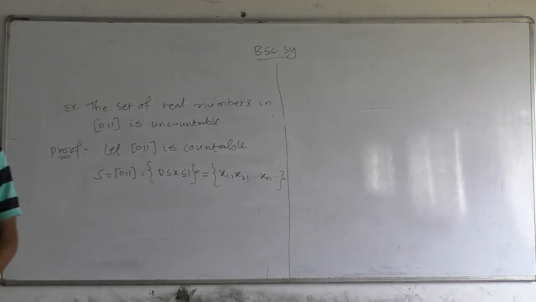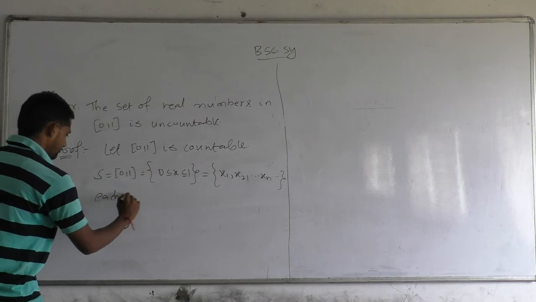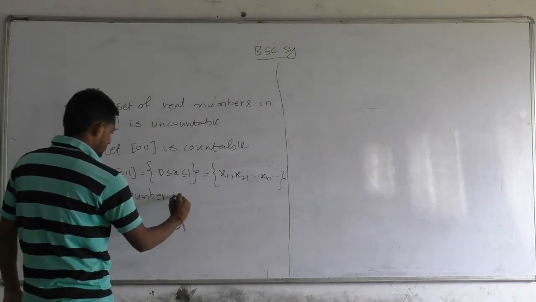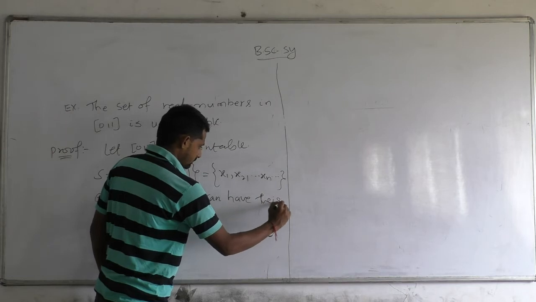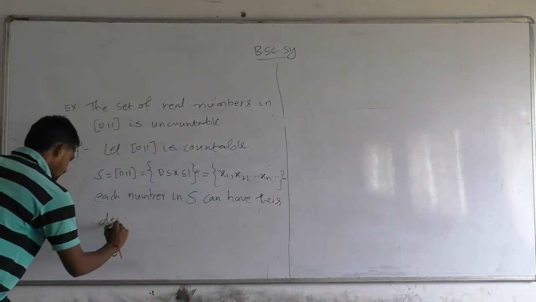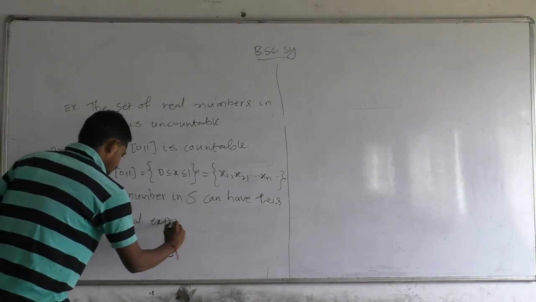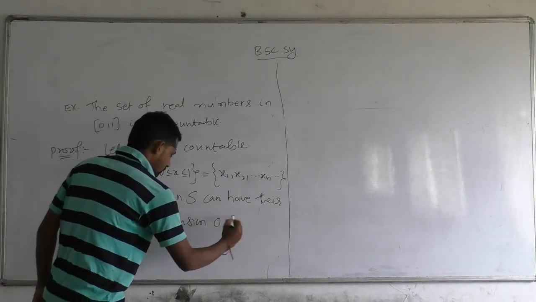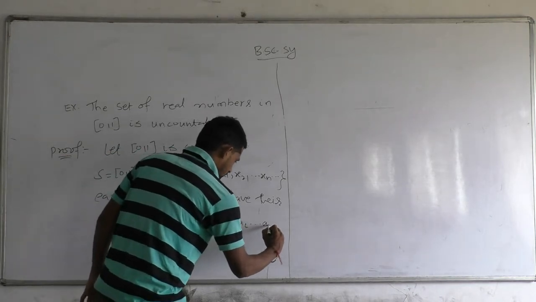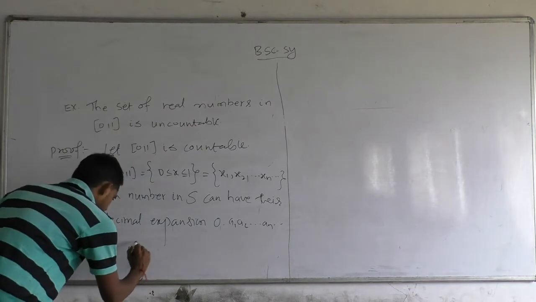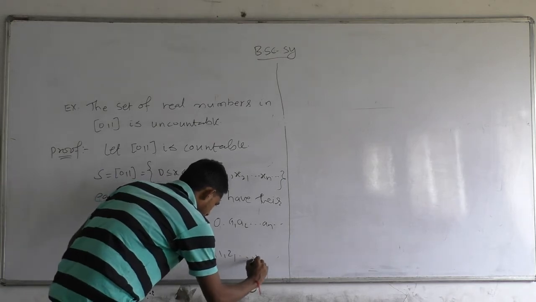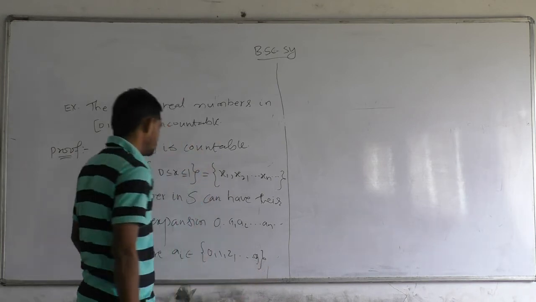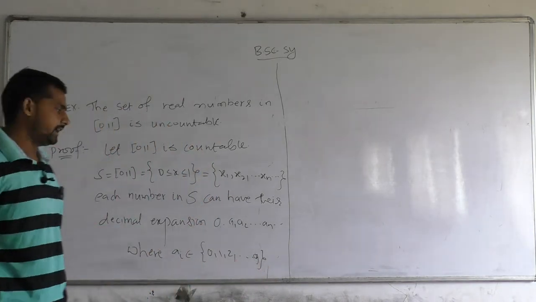Then each number in S can have its decimal expansion like this: 0 point a1, a2, dot dot dot, an, dot dot dot, where ai belongs to 0, 1, 2, dot dot dot, 9. So each ai belongs to these 10 numbers.